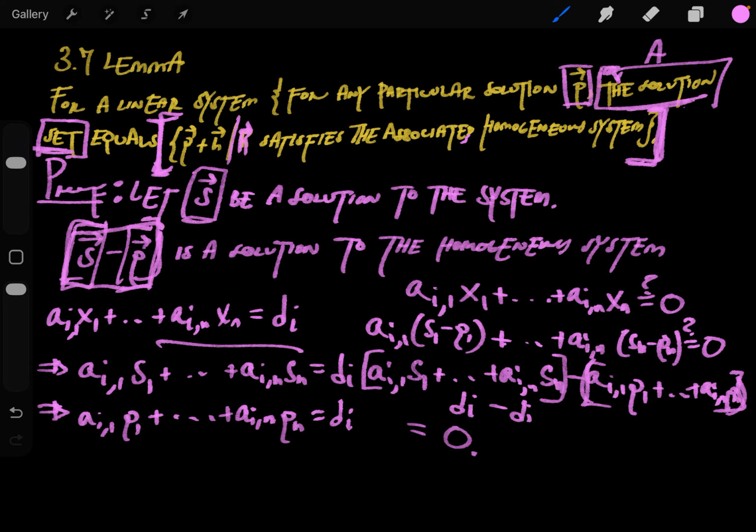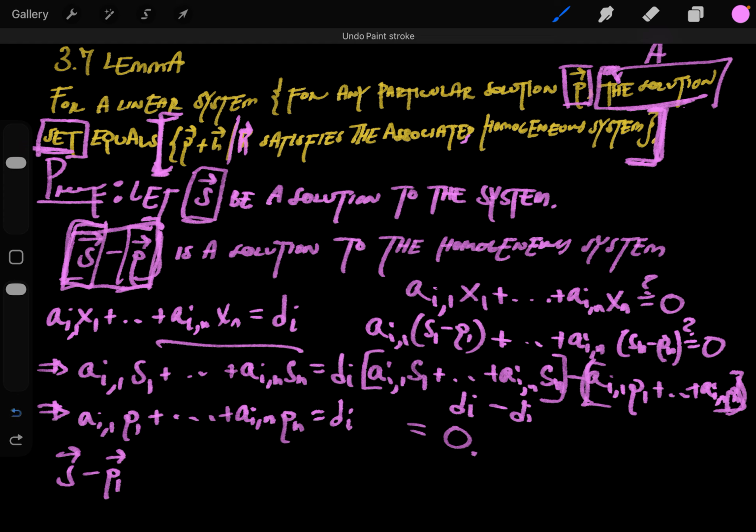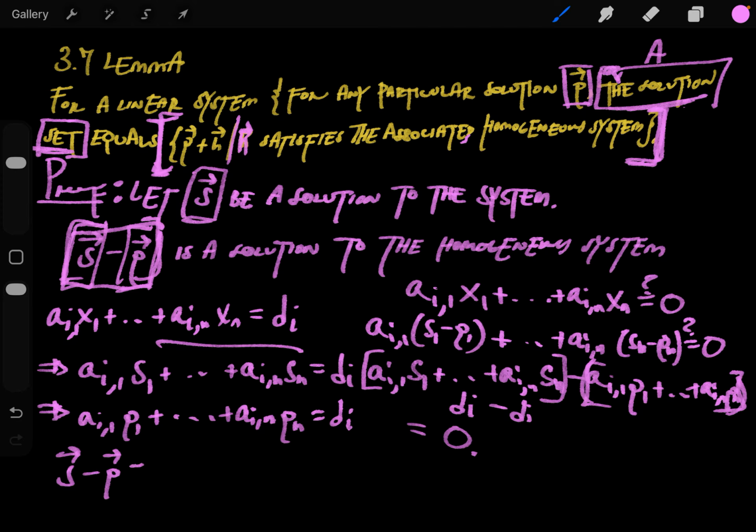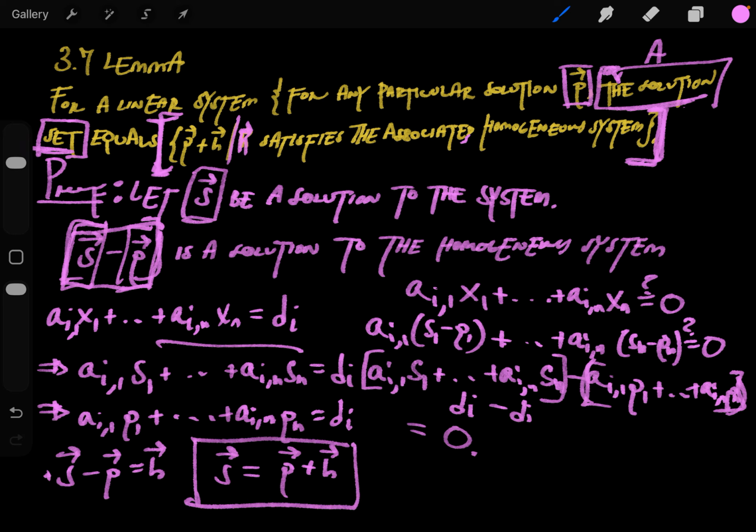And then you could call this h. Oh, not plus, minus. You could call this h. And then it's clear that S is equal to the particular solution plus this h that we just found. If I add P over here, I get S. So S is indeed equal to a particular solution plus a homogeneous solution. This is the homogeneous solution here.